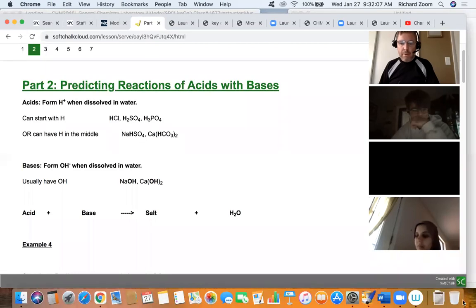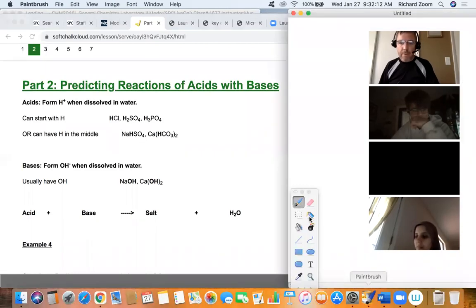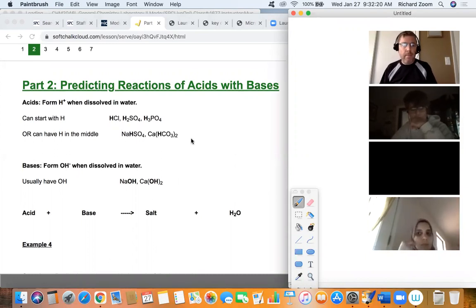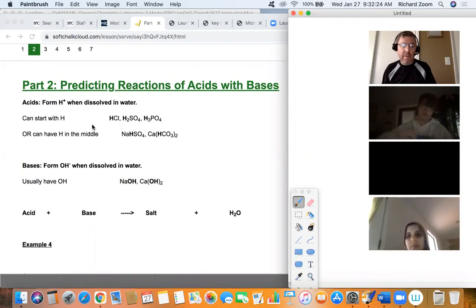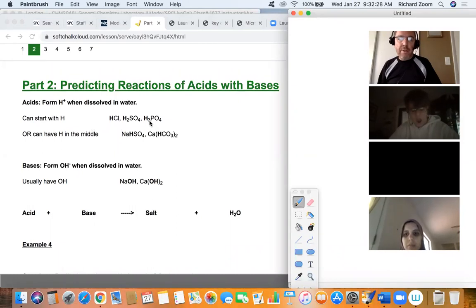Okay, so we were on to predicting reactions with acids and bases. And the first thing we need to do is define what we mean by an acid and what we mean by a base. Now, acids tend to be things that form H plus when you put them in water. And those things usually have an H out the front, like HCl, H2SO4, H3PO4 are all examples of acids.